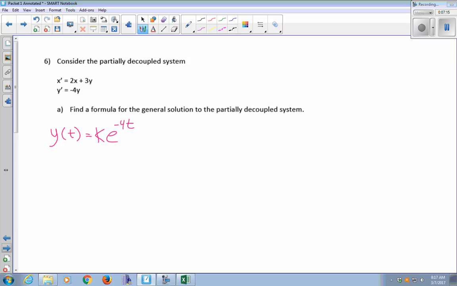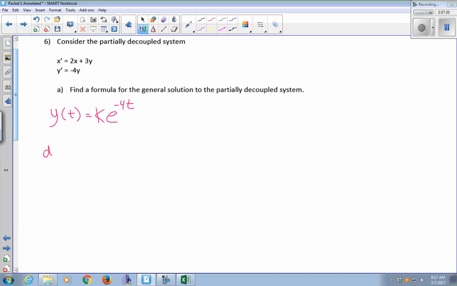All right, so then you go to your x prime equation, and I'm going to rewrite it as dx dt. And it's 2x plus 3y, but now I know what y is, right? y is k e to the negative 4t. So instead of putting a y there, I'm going to put k e to the negative 4t. And now this is a linear differential equation, and we can use lucky guess or integrating factor to solve it. I'm going to go with lucky guess.